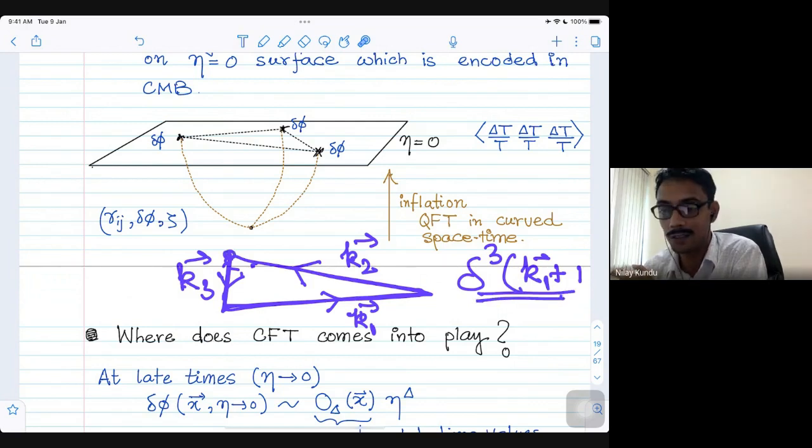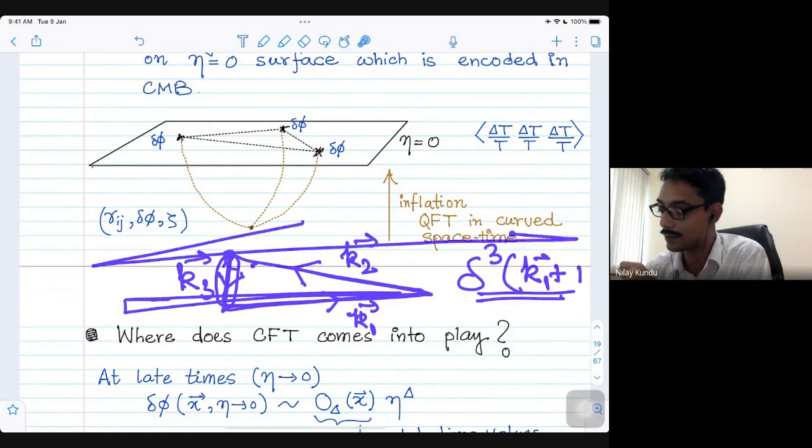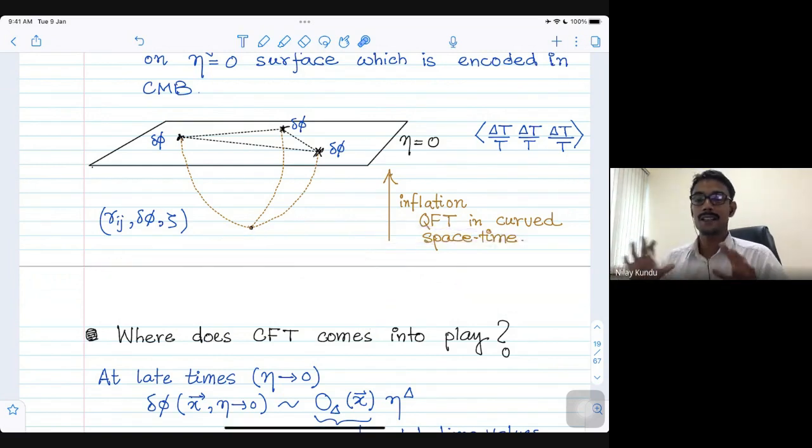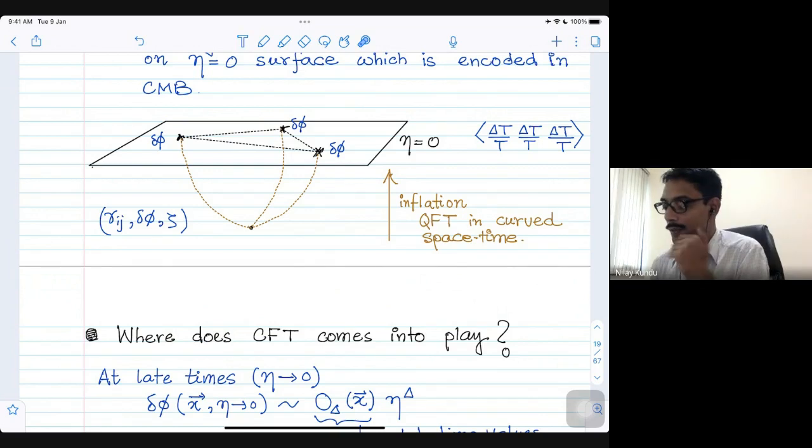Now, in observations, it's very hard to see these things. What they do is take different limits, where this k3 is very small, so that it's almost like a triangle like this. They call it the squeezed limit. Or they take one of the momenta very large. So they look for these kinds of signatures in the data.